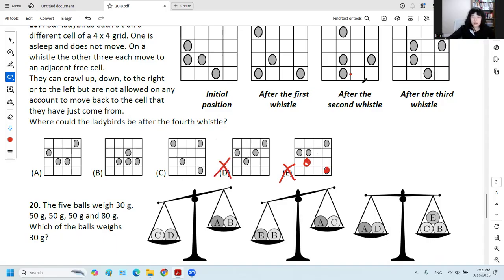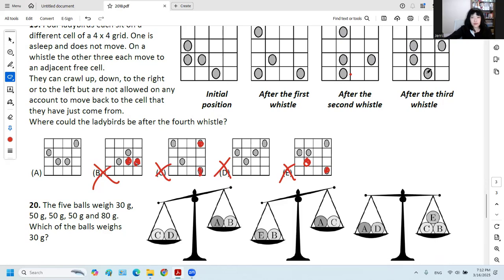C. The asleep ladybird did not move. This right here moved right. Okay, good. This moved up. Good. This cannot go twice. C is not the answer. B. Ladybird did not move. This moved up. This moved down. But it just came back from down. It was from down and then up, and now it's back down. B is not the answer.